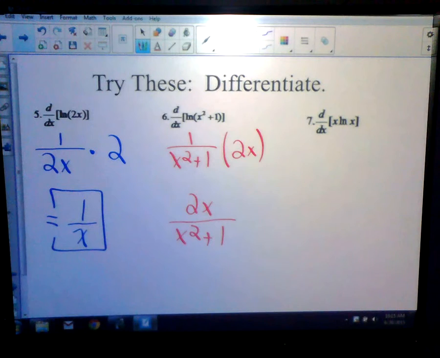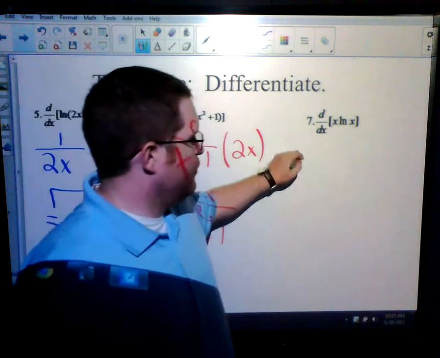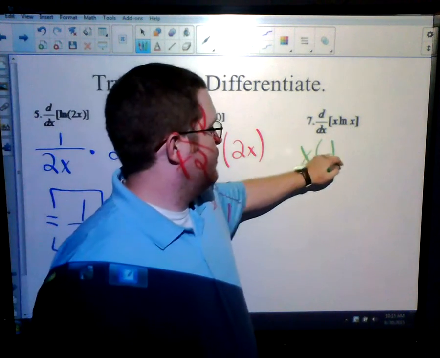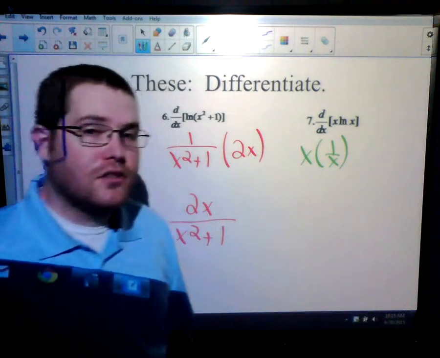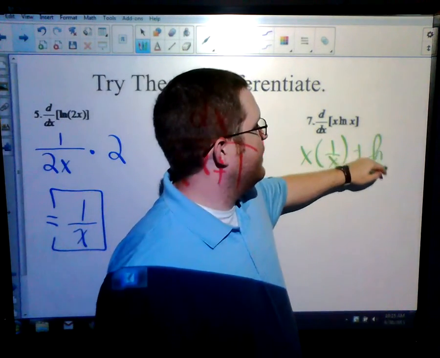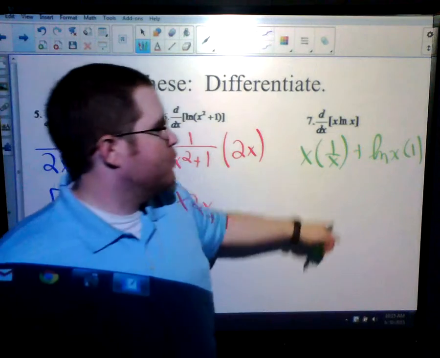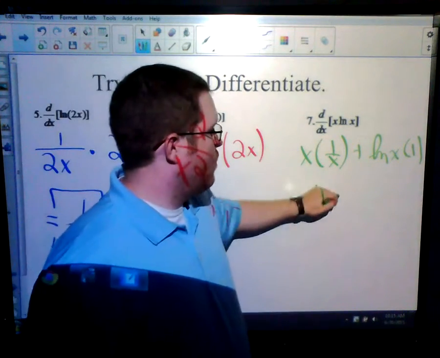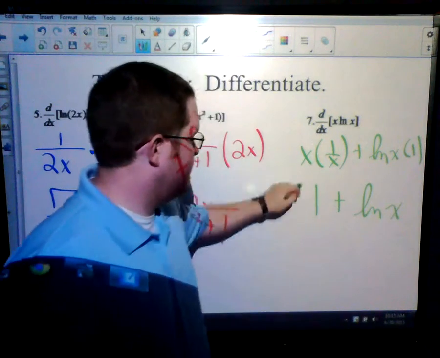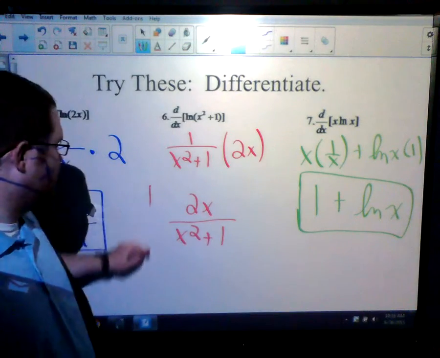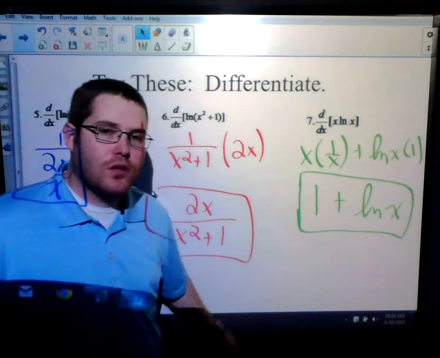How about that one? x natural log of x. A little bit more difficult. What operation is going on there? You're multiplying. That's a product rule problem. First, derivative second. What's the derivative of natural log of x? It's 1 over x. Times nothing because there's no derivative inside. Plus the second times the derivative of the first, which is just 1. Cleaning this up, what's x times 1 over x? That's x over x, which is 1, plus natural log x. There you go. So natural log is just 1 over whatever's inside the natural log.